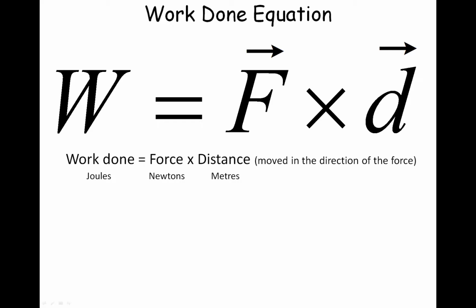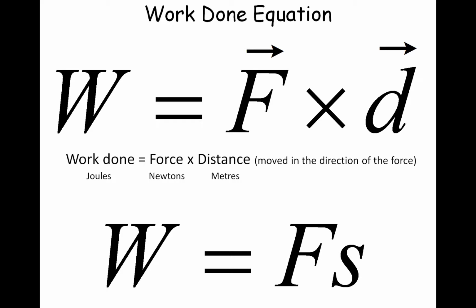Remembering that work done is measured in joules because it's energy, force is measured in newtons, and distance is measured in meters. Now you may also see this equation written in this way, where W equals F times s. In this case, F is the force and s is what's called the displacement. Displacement is the vector version of distance. Distance is usually just a magnitude. However, displacement is both how far you've travelled and what direction you've travelled in.